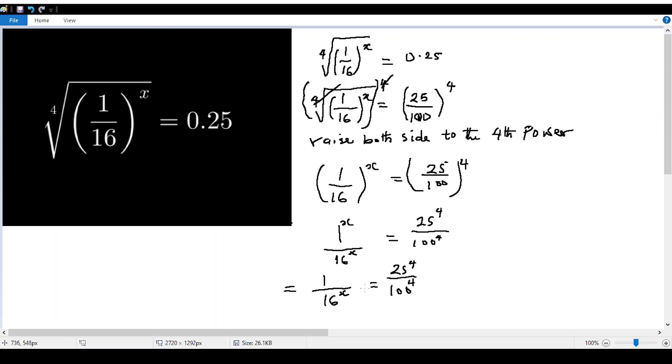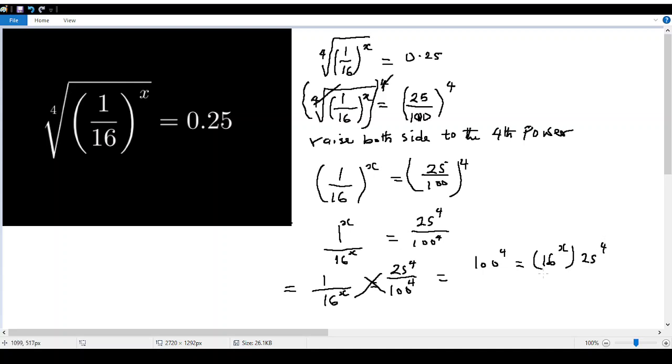The next thing I'd want to do to find the value of x is perhaps cross multiply. It's a longer way to do it, but it's worth it. Cross multiplying entails that 1 multiplies 100 to the power of 4, giving 100 to the power of 4. And then 16 to the power of x multiplies 25 to the power of 4. So we have 16 to the power of x times 25 to the power of 4.